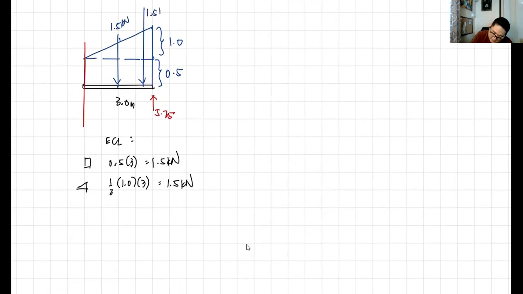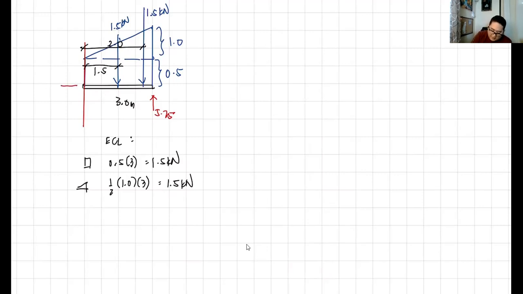So this is not to scale, I just exaggerated the line to indicate the distances. Okay? So let's put the distances. For the triangular, it will be 2/3 of 3, so that is 2.0. Then for our rectangular it is 1.5 because it's half.